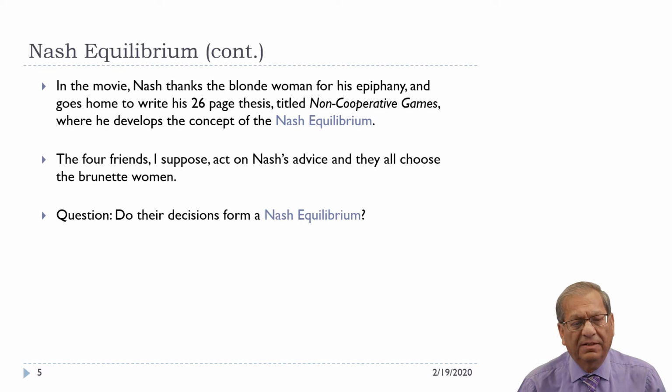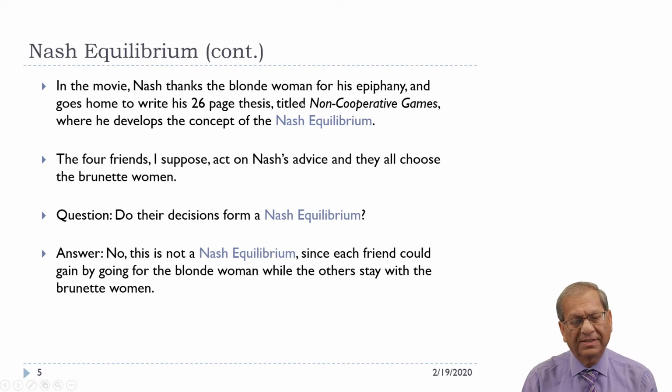In the movie, Nash thanks the blonde woman for his epiphany and goes home to write his 28th thesis titled Non-Cooperative Games, where he develops the concept of Nash Equilibrium. The four friends, I suppose, act on Nash's advice, and they all choose the brunette women. The question: do their decisions form a Nash equilibrium?